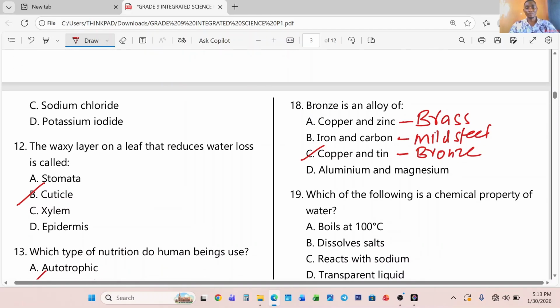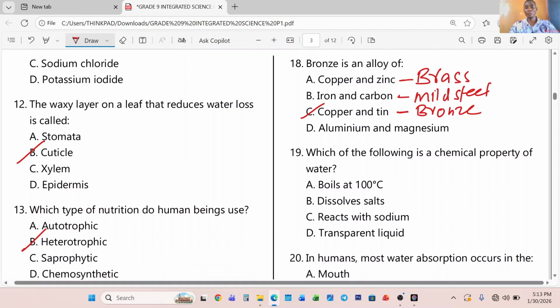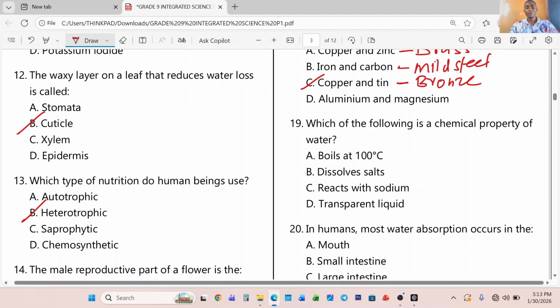Question 19. Which of the following is a chemical property of water? We have A, boils at 100 degrees Celsius, B, dissolves salts, C, reacts with sodium, D, is transparent. So we know the boiling point, the dissolving of salts, and the color of water are all physical properties.